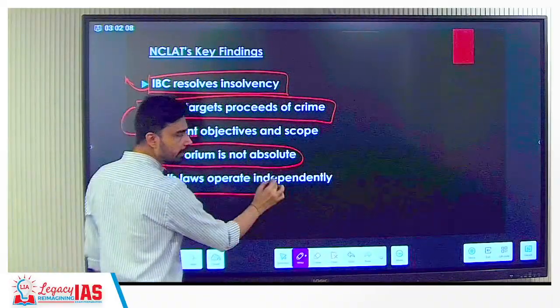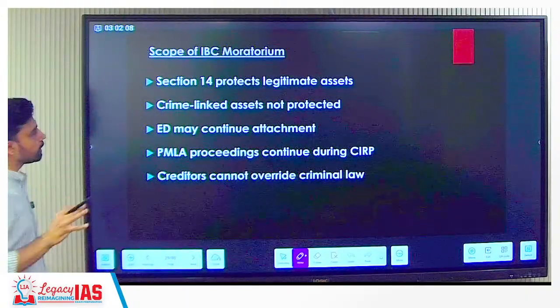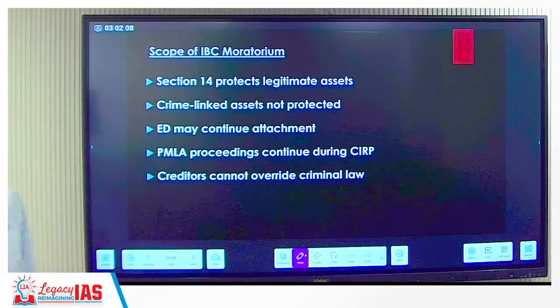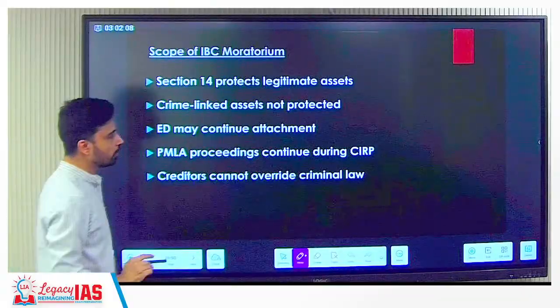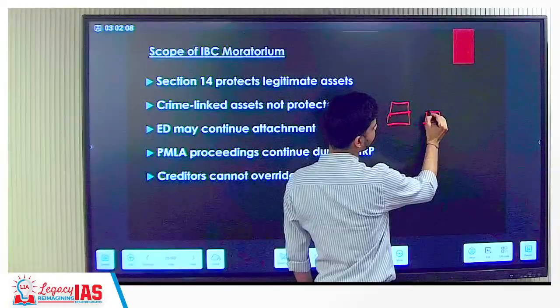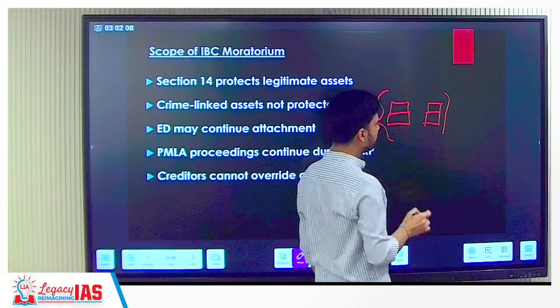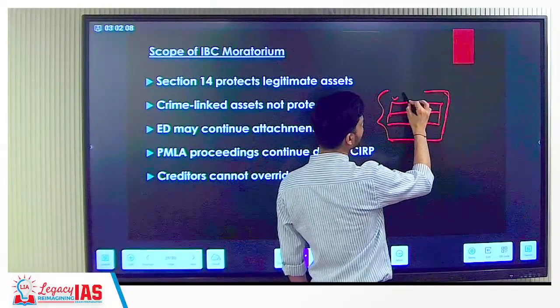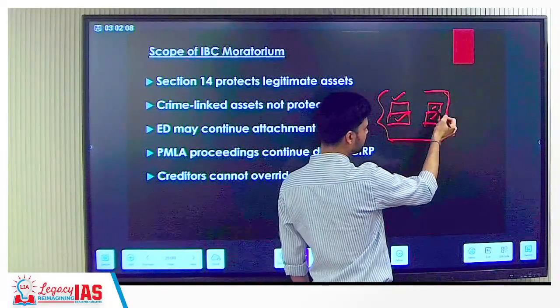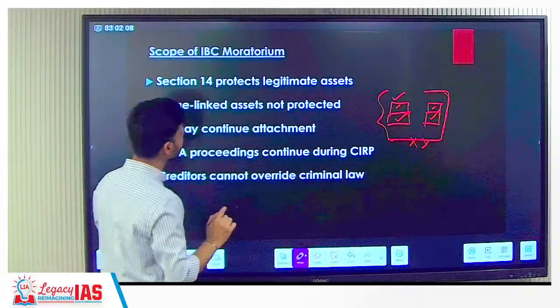Both laws operate independently. That means what we can say is that Section 14 of the IBC protects the legitimate assets. And it is understandable because, let us take an example, a company has 2 factories, right? And now the company has shut down. It does not have any money to run it. So now IBC will say that whatever assets you have, you cannot really do anything with that, right? So that creditors can be given money.